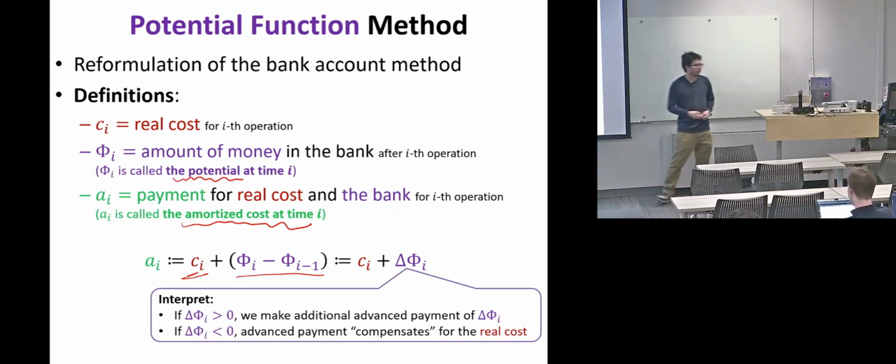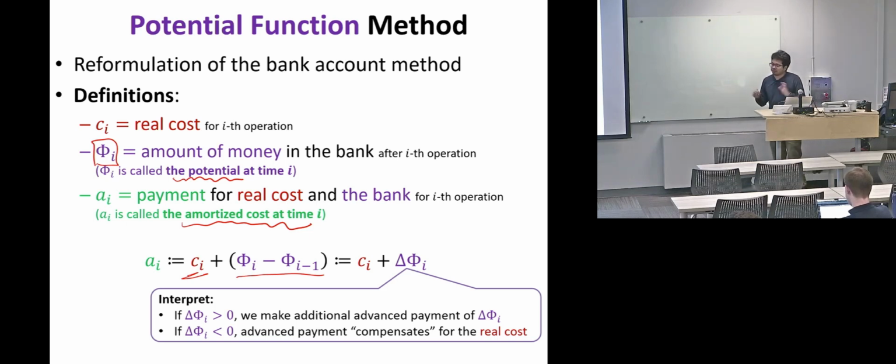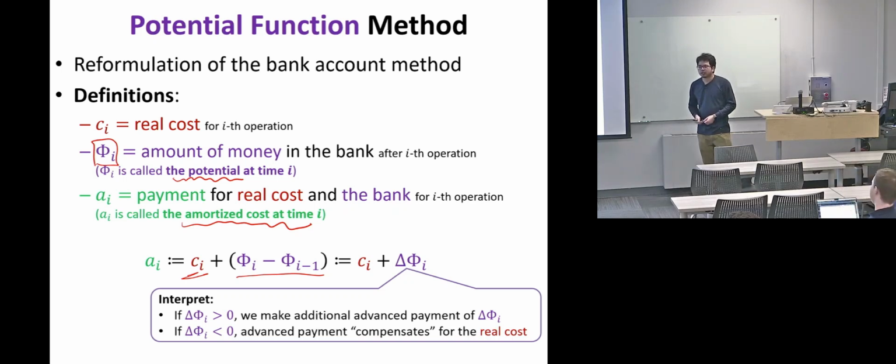Okay. But yeah, we're gonna use this formulation now. It's kind of the same thing, but from now on, when I use the word potential, just think of it as the money in the bank account. And the potential increases when you make an advance payment, and when the potential decreases, it means that the advance payment compensates for the real cost.